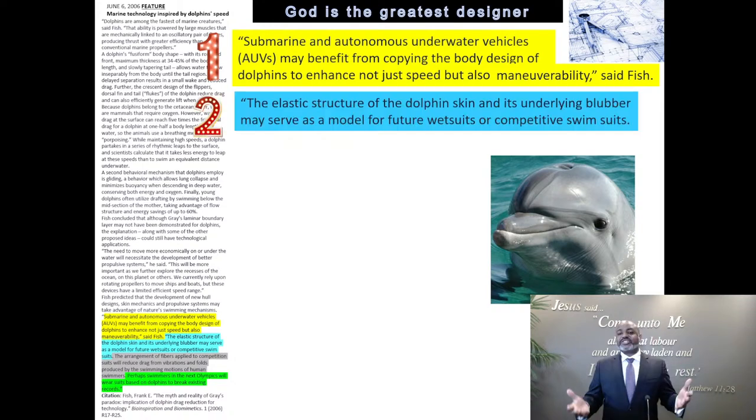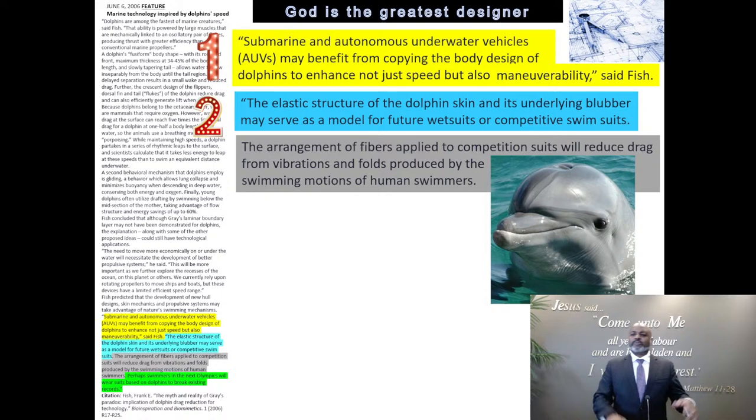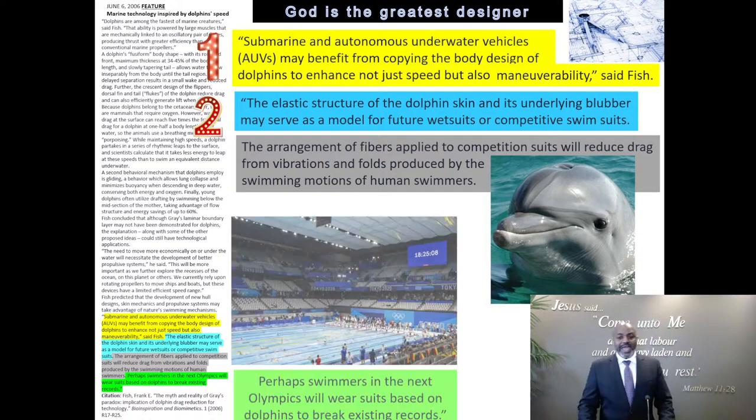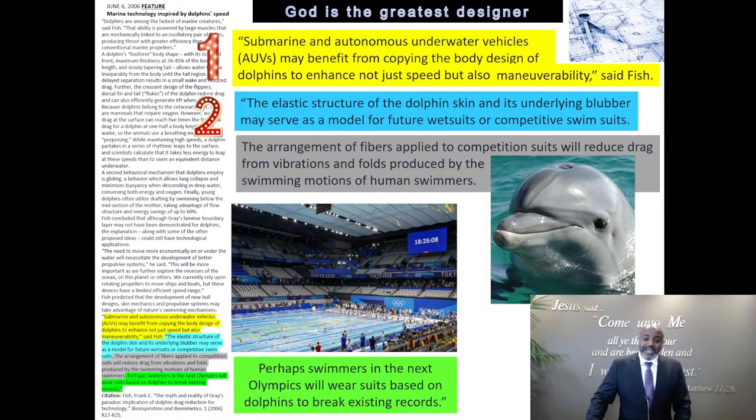The elastic structure of dolphin skin and its underlying blubber may serve as a model for future wetsuits. Incredible! Applied to competition suits to reduce vibrations and folds produced by the swimming motions of human swimmers. So for people going through the water, these suits designed after dolphin skin will help humans go through the water faster. And it even goes on to say perhaps swimmers in the next Olympics will wear suits based on dolphins to break existing records. Suits based on dolphins.